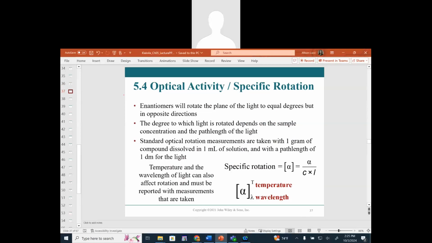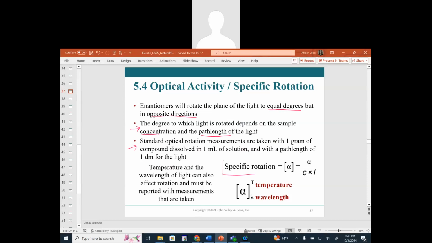We know that enantiomers will rotate in opposite directions. They will also rotate the plane of light equal degrees. So if the R compound rotates 20 degrees to the right, the S enantiomer would rotate the same amount, 20 degrees in the left direction, or the negative direction. This can be dependent on both concentration and the path length of the light that's traveled. So we have to standardize our formula here to measure the optical rotation of our sample.